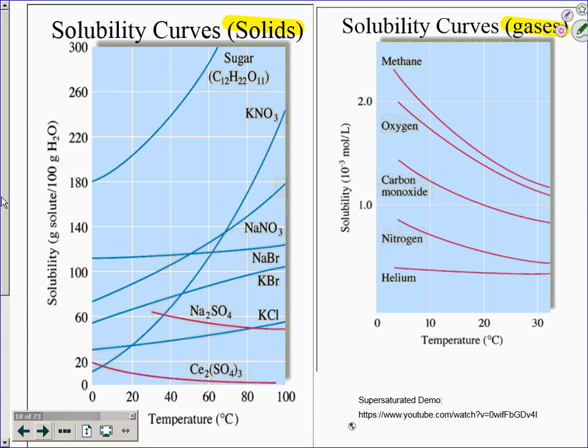Okay, who's pretty comfortable with these curves? What are these things called? Solubility curves, okay. What's common for most solids, no matter if they're ionic or covalent? What's common for most solids?